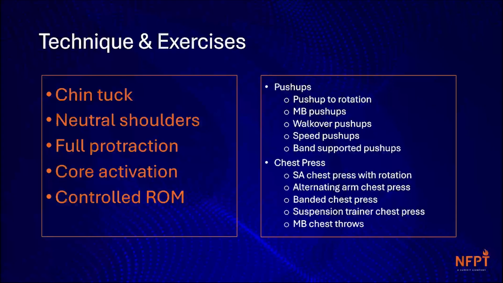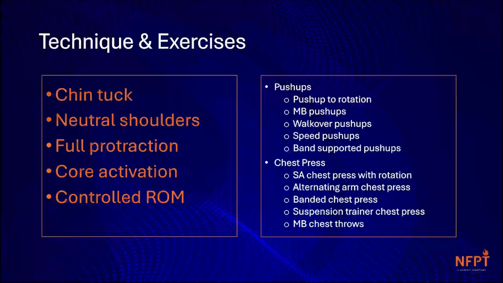Now, with a chest press, some different ways that you can make changes are you can do a single arm chest press with rotation. This would be with resistance tubing, or it could also be with cable. You would do a single arm chest press and then rotate the trunk at the end. That's putting you in the transverse plane of motion.